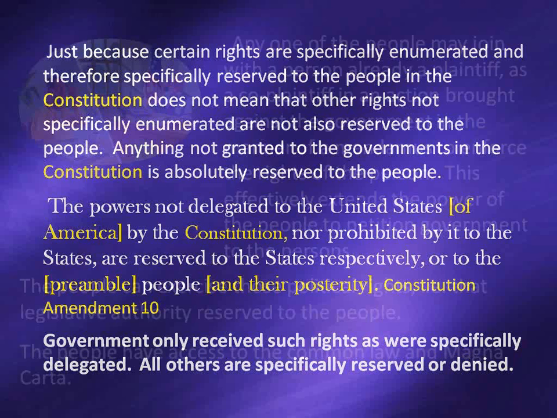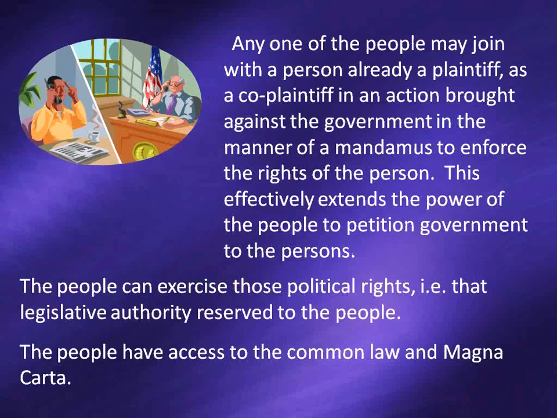And winding up our list, any one of the people may join with a person already a plaintiff as a co-plaintiff in an action brought against the government in the manner of a mandamus to enforce the rights of the person. This effectively extends the power of the people to petition the government to the persons. We'll be learning more about that in Part 2. And the people can exercise those political rights, in other words, that legislative authority reserved to the people. Remember that our first constitutions were political documents. Our current one is a civil document, and all of the political rights were reserved to the people. And the people have access to the common law and Magna Carta.